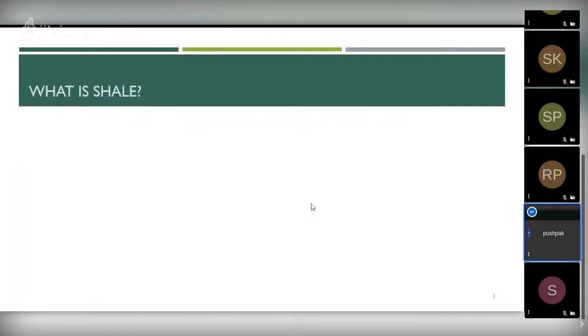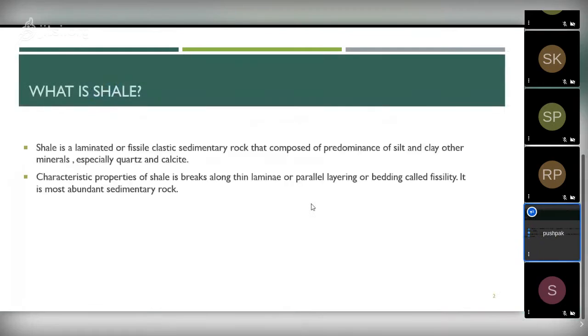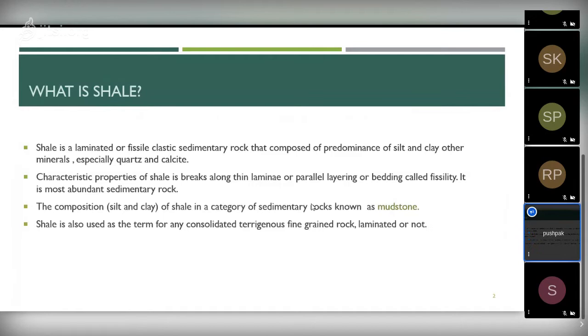So what is shale? Shale is a laminated or fissile clastic sedimentary rock composed predominantly of silt and clay, and other minerals, especially quartz and calcite. In other words, it is a general field term for a fine-grained laminated sedimentary rock, which mostly consists of clay minerals and appreciable quartz and feldspar silt, commonly considered to have at least 50% particles smaller than 0.062 millimeters.